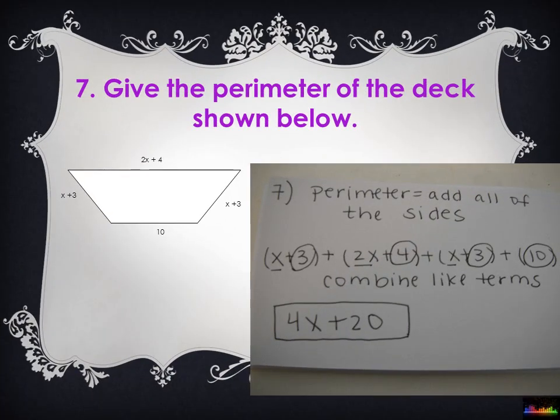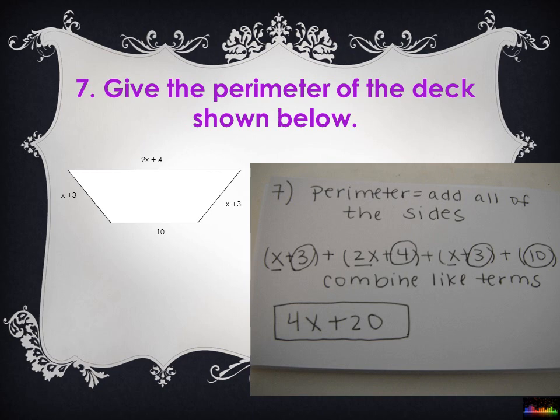This question asks us to find the perimeter of the deck shown below. We are given a diagram, which is a trapezoid, and we are given the length of all four sides. Instead of actual measures, we are given expressions for all four sides. But we know that perimeter just means to add them all up.